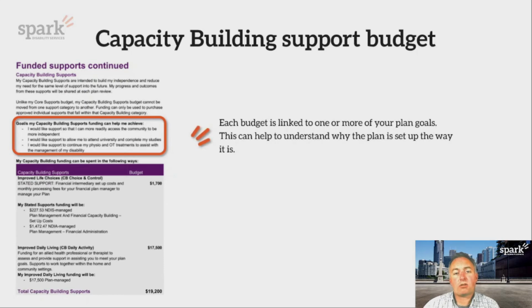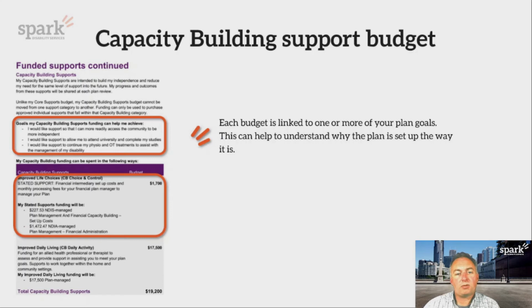So the way that those goals are recorded and what areas of the person's life they cover can affect the way the NDIA makes decisions, which in turn can help to make clear why the plan has been set up in the way that it is.